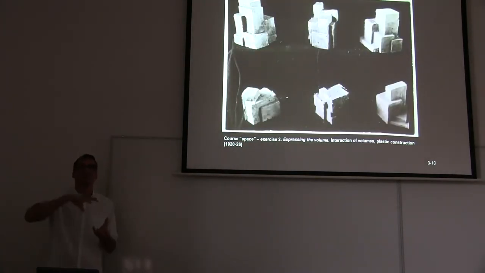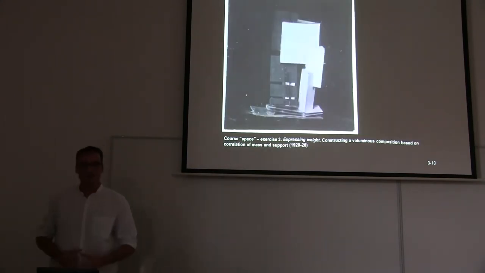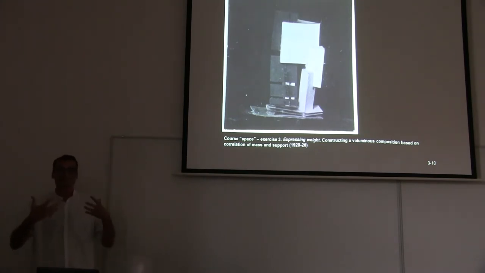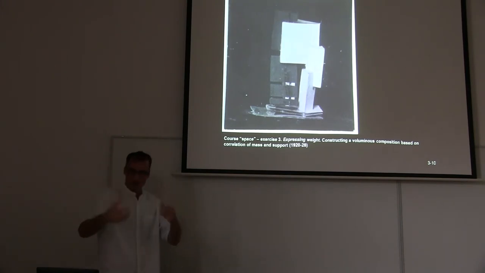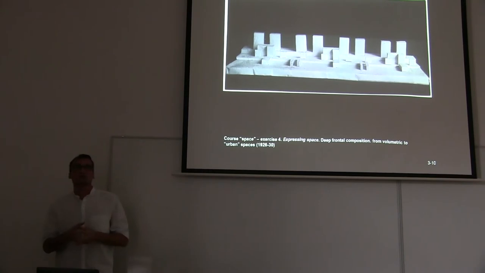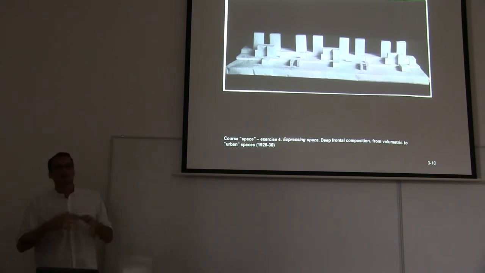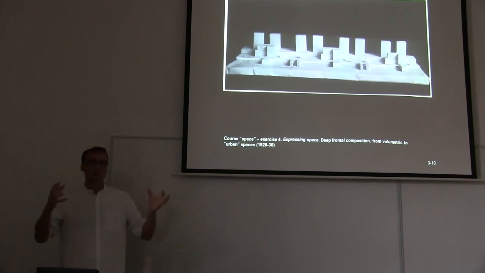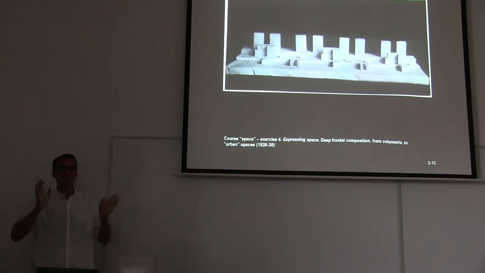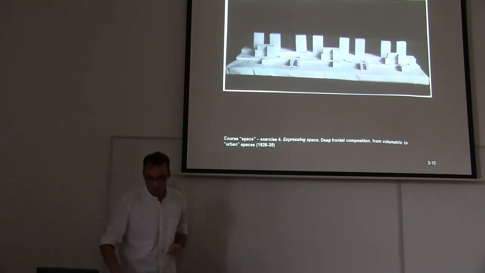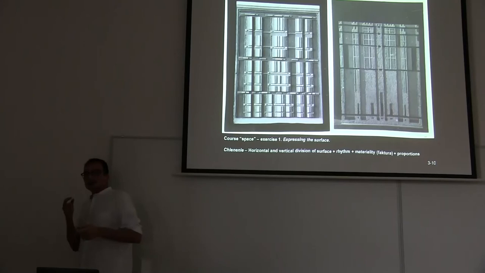The second one was to build a complex three-dimensional form with different materials. The third one was to express tectonic emotions, weight, mass, lightness, and so on, in your sculptural element. And the fourth exercise was to put your object in a wider spatial context. They could even develop a kind of urban design process. So we have these four stages.